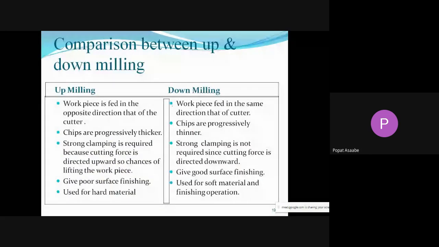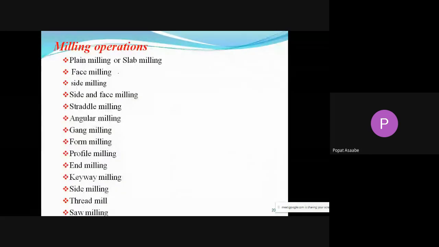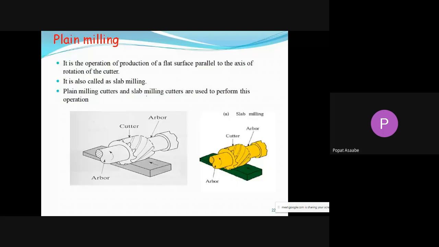Okay, that point we have also discussed in the last lecture, where we discussed the milling operations. Plain milling, also called slab milling. Generally, this plain milling operation is used to produce flat surfaces. In plain milling, the axis of your cutter is parallel to the work surface.